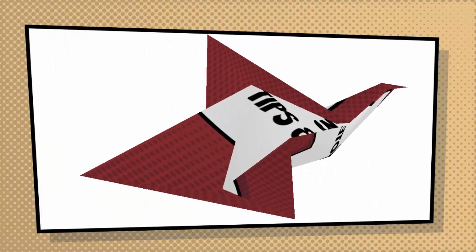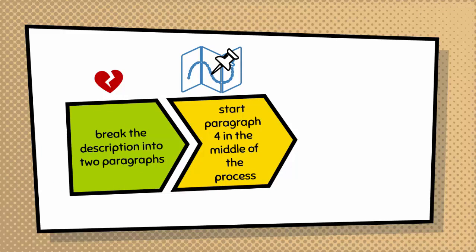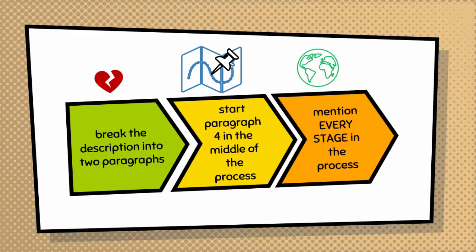You could describe the steps in one paragraph, but it looks more organized if you break the description into 2 paragraphs. If there are 2 processes going on, like our example here, perfect. If not, just start paragraph 4 somewhere in the middle of the process. And remember, in this type of question, every stage counts, so you better not miss anything.